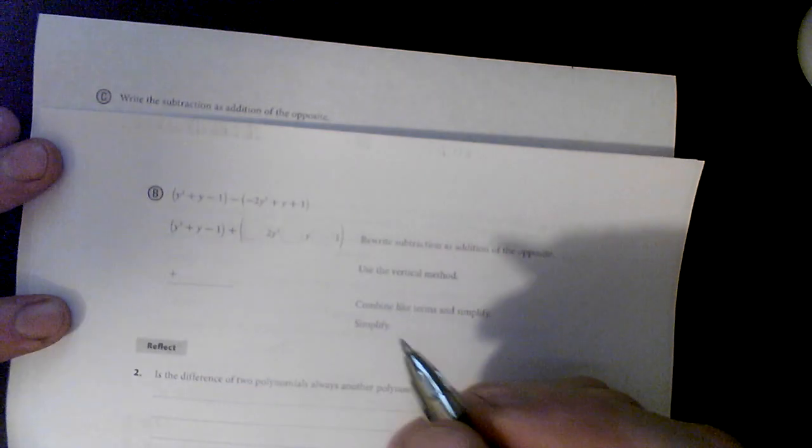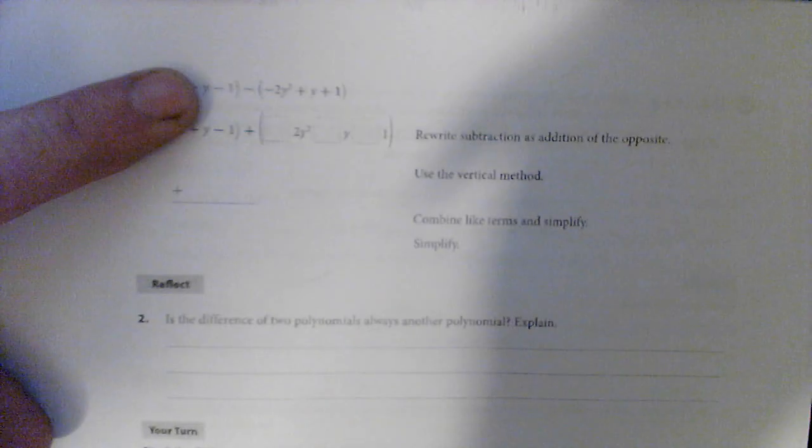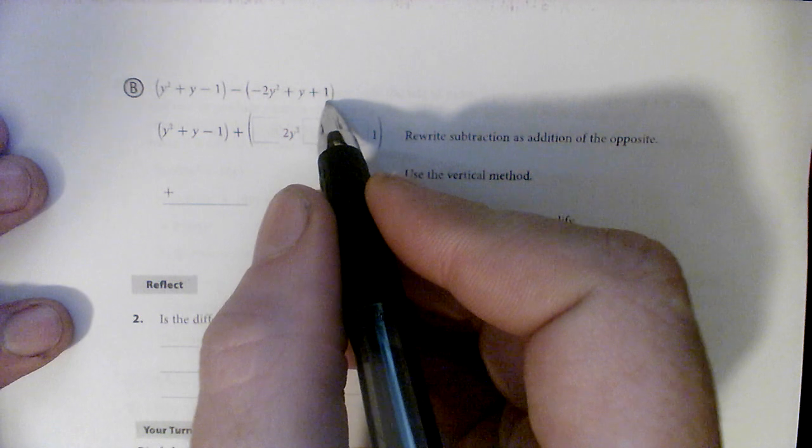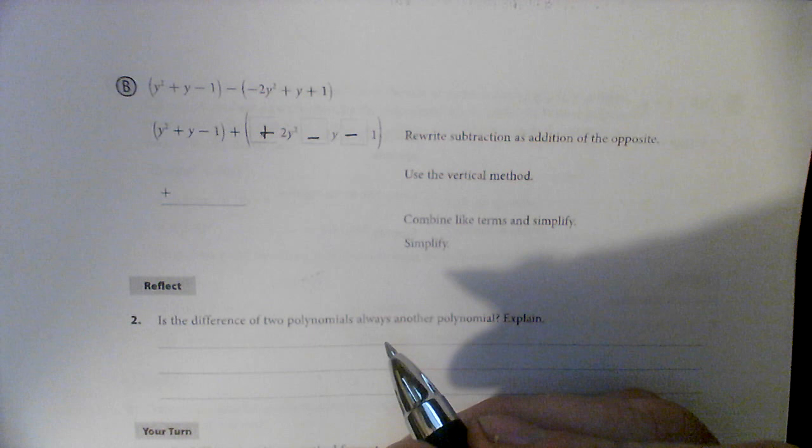Well, that's good for now. So we're going to show you how that's done. There's a sample problem there, and I'm going to go to the next page and show you. So every time you get a subtraction problem, every time, what you're going to do is add the opposite of everything in there. So where this says minus negative y squared plus y minus plus 1, we're going to say plus positive 2y squared minus y minus 1.